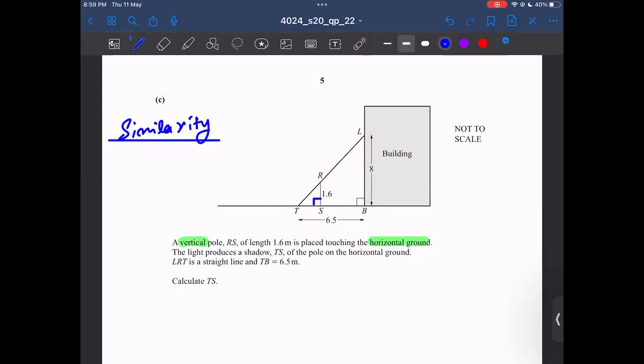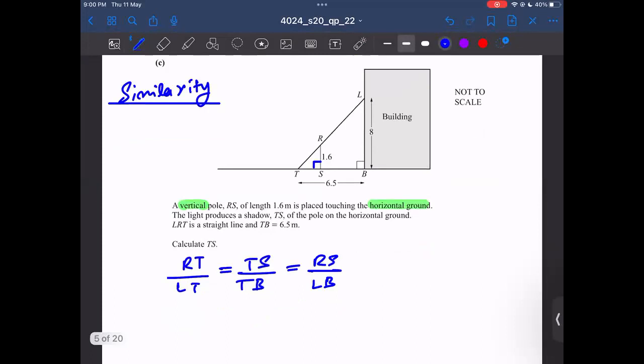Now these two triangles, RTS and LTB, are similar. And since these two triangles are similar, their side ratios are going to be equal. Let's say RT over LT. Small triangle length is RT, large triangle length is LT. TS over TB, and RS over LB. In the numerator we have the small triangle and in the denominator we have the large triangle. You can do vice versa, but don't mix it up.